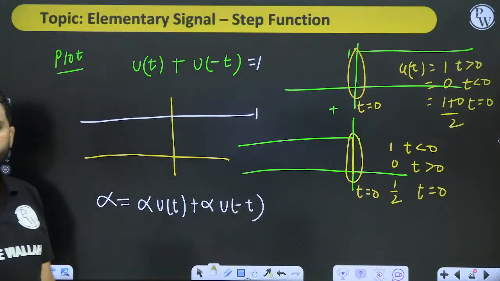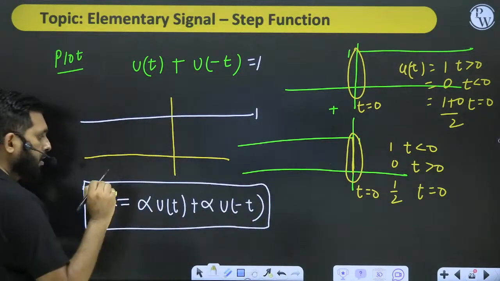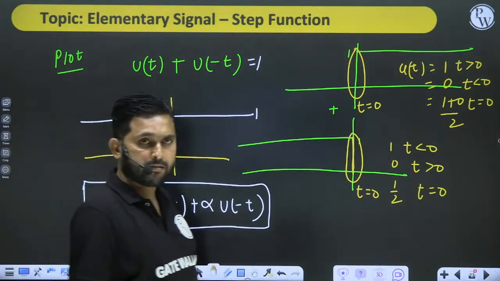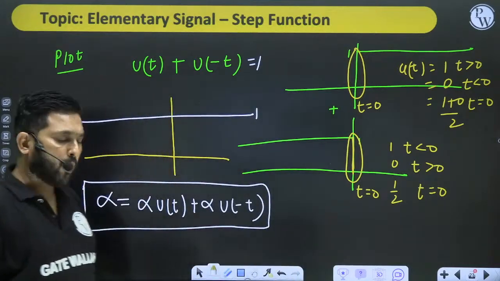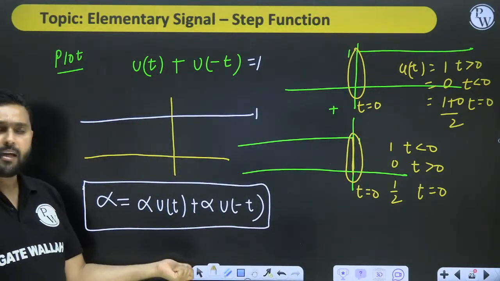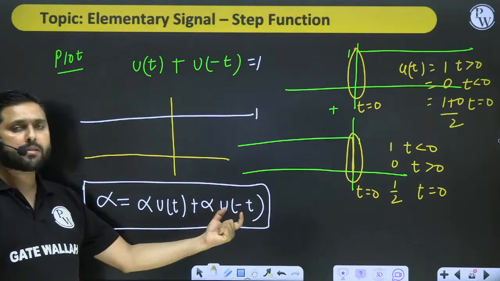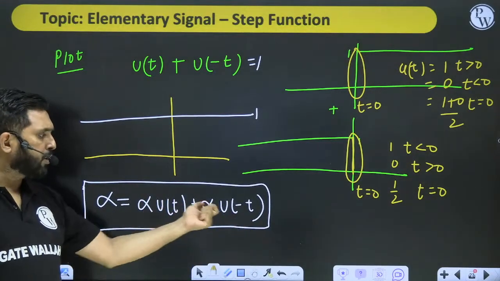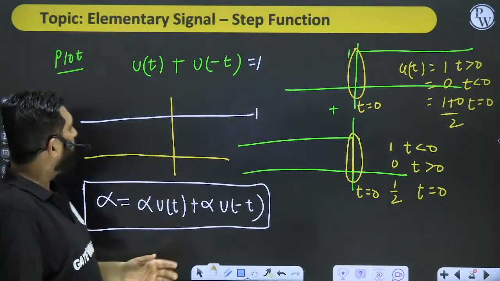With the same fact, any value, let's say 5, can also be written as, yes, this is what the DC signal is. That's what the meaning of DC function is. So any DC function can be written in terms of step function: alpha u(t) plus alpha u(-t). That's what the meaning of a DC function is. Now let's consider this one.